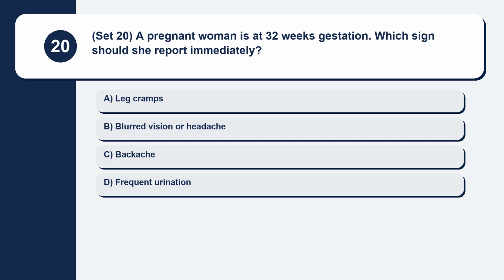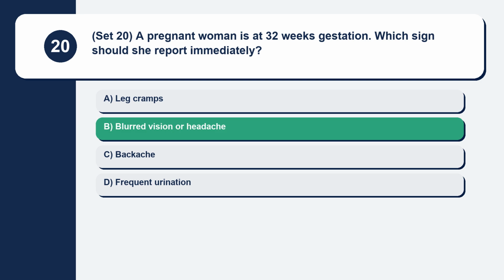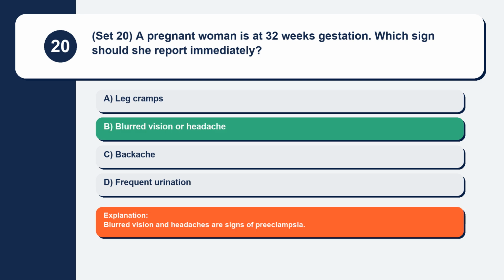Question 20. Set 20. A pregnant woman is at 32 weeks gestation. Which sign should she report immediately? Leg cramps, blurred vision or headache, backache, frequent urination. Blurred vision and headaches are signs of preeclampsia.